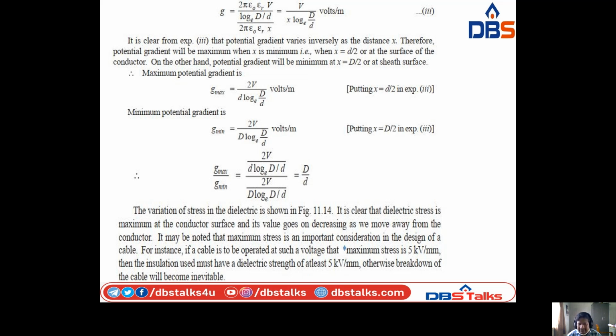It is clear that dielectric stress is maximum at the conductor surface and its value goes on decreasing as we move away from the conductor. It may be noted that maximum stress is an important consideration in the design of a cable. If a cable is to be operated in such a way that the maximum stress is 5 kV per millimeter, then the insulation must have a dielectric strength of at least 5 kV per millimeter. Otherwise, breakdown of the cable may occur.